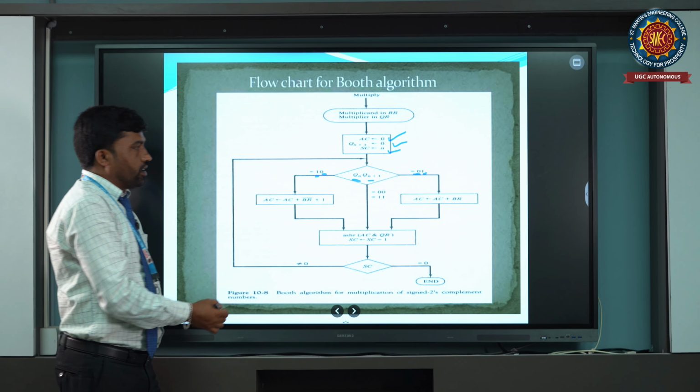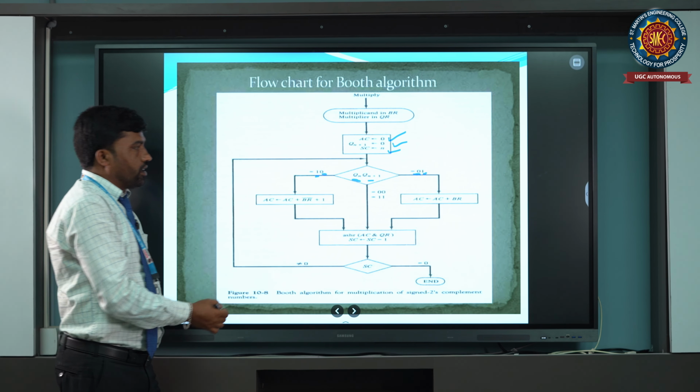At the initial stage AC is always 0, and Q stores the 9 value, so 10011, and here we take the 13 value. The 13 value, 10011, we do the 2's complement, and we will get the complementary data. That is BR bar plus 1, so that is 010011.